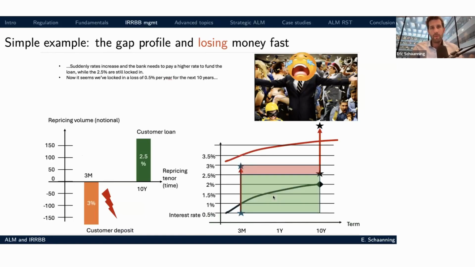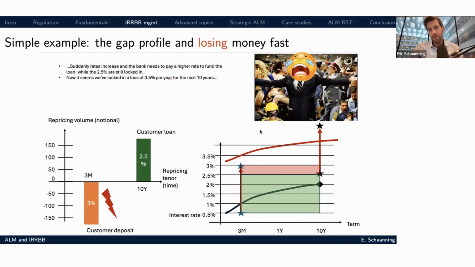But then if rates rose, we'd actually lose money because now in 3 months, the liability is going to reprice. And in this example, it goes up from 0.5% to 3%. So now we're paying 3%, but we're still earning only 2.5% on the customer loan. So now instead of making 2%, what we thought before, we're actually losing 0.5% per year over the next 10 years if rates don't move anymore.